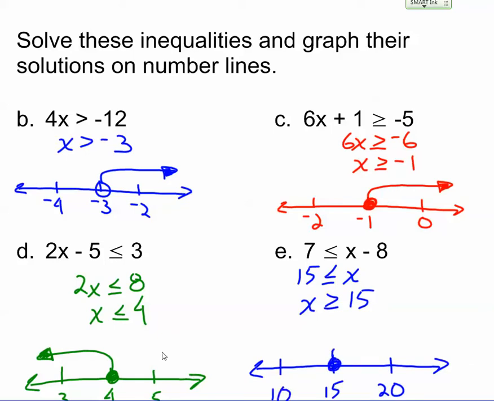See, I scaled it by 5. It really doesn't matter how you scale your number line. 15 and all values greater than 15. Like 20 should work. 20 minus 8 is 12. 7 is less than or equal to 12. 10 shouldn't work. 10 minus 8 is 2. 7 is not less than or equal to 2.